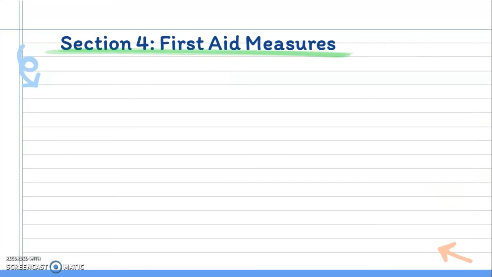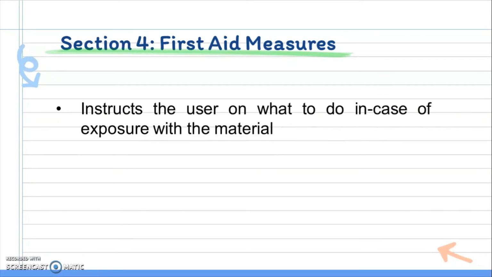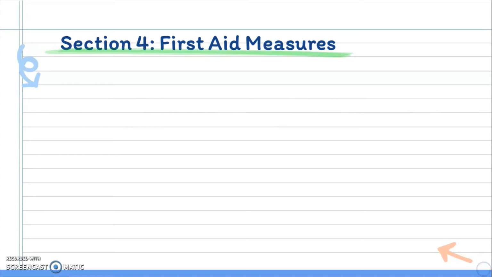Section 4 is about first aid measures. It instructs the user on what to do in case of exposure with the material. Kaya importante na bago natin gamitin si chemical is nabasa muna natin yung kanyang SDS. Para, in case of emergency, alam natin kung ano yung first aid na kailangan nating gawin.